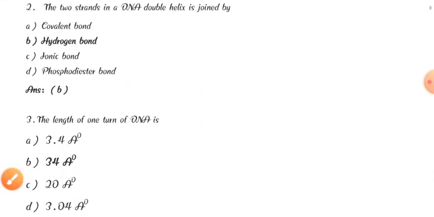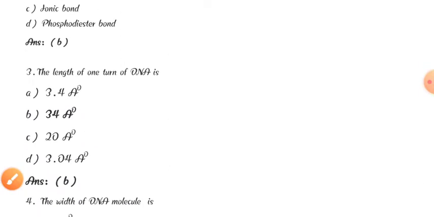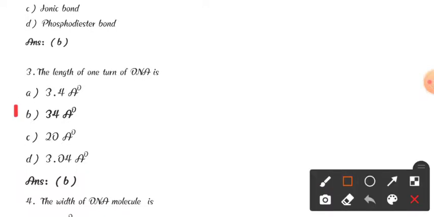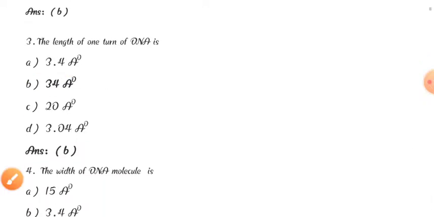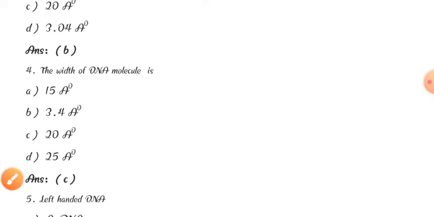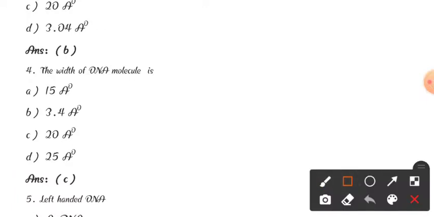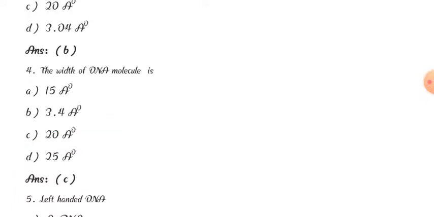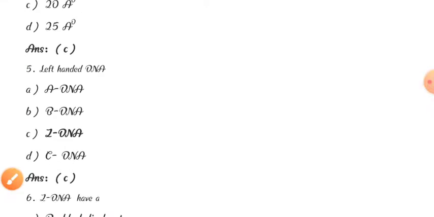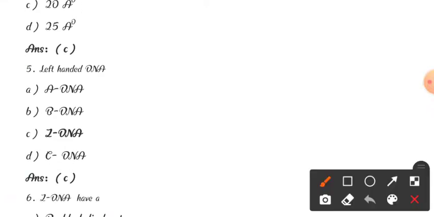Now next question friends, question number 3, the length of one turn of DNA is, that is 34 angstrom. Option B is the correct answer. Question number 4, the width of DNA molecule is, option number C, that is 20 angstrom is the correct answer. Okay, now next question, question number 5, left-handed DNA is what? The left-handed DNA is option number C, that is Z-DNA.